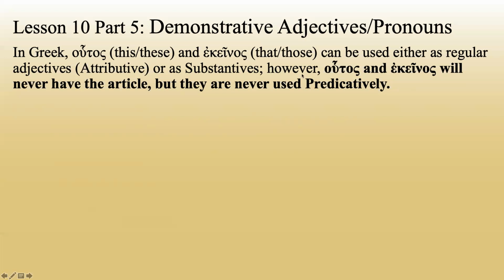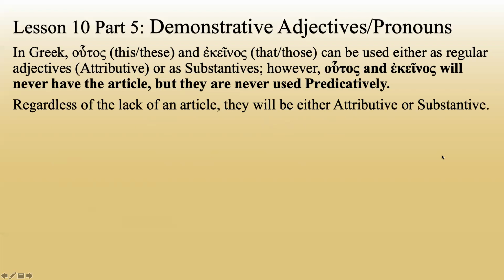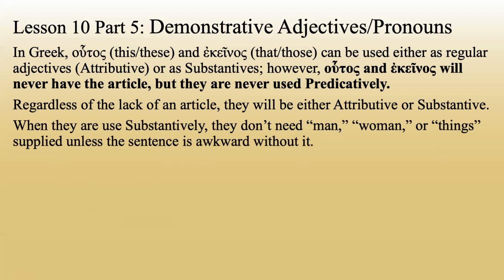Now, there is a very important note though. Houtos and ekeinos never have the article, and they are never used predicatively. They never have a definite article either. They're always attributive. They just don't ever get a definite article, so don't let that confuse you. They can't really be used predicatively. Regardless of the lack of an article, they will be either attributive or attributive substantive. When they are used substantively, they don't need man, woman, or thing supplied unless the sentence is really awkward without it.